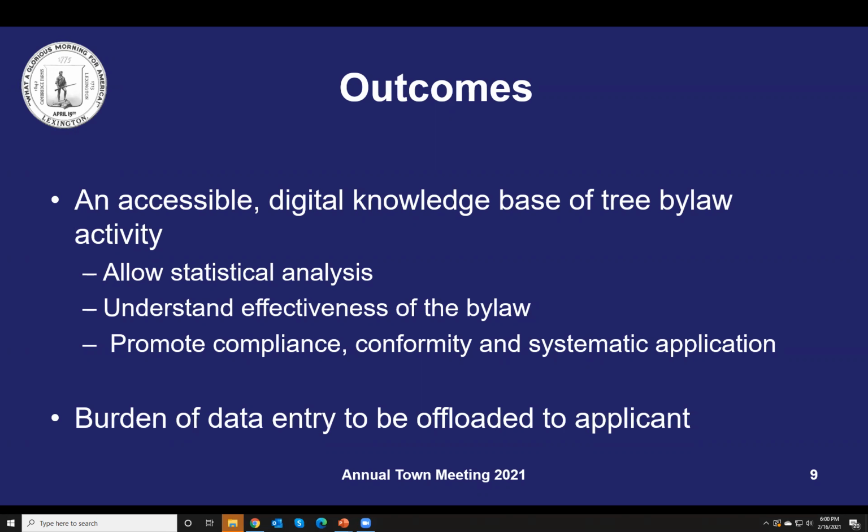The other piece that this will allow is to shift the responsibility from the town staff to the applicant in terms of understanding the information that's required and then documenting what occurred at the end of the project. So that's really it in a nutshell.